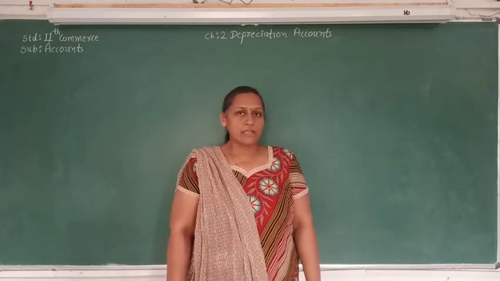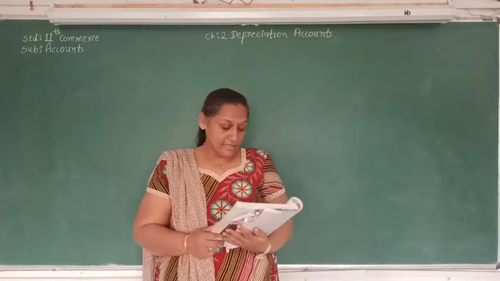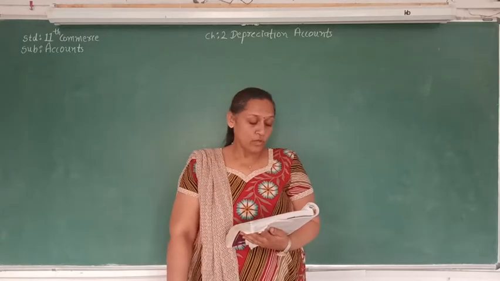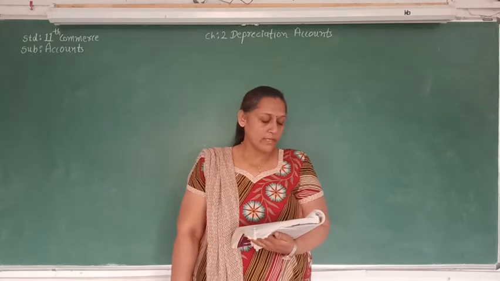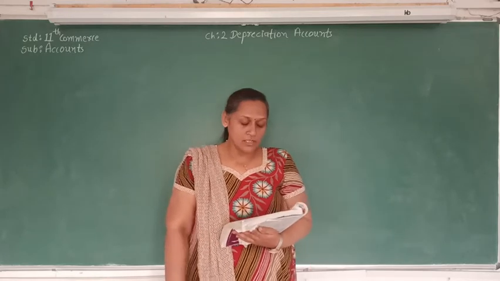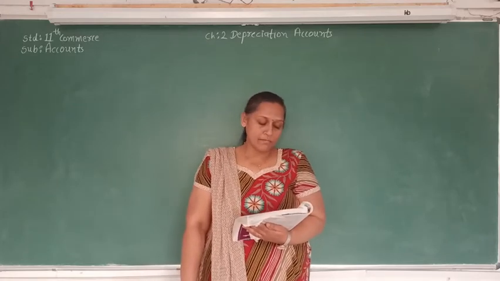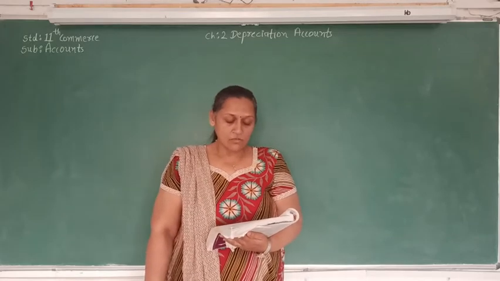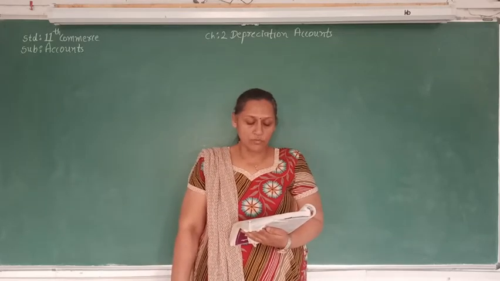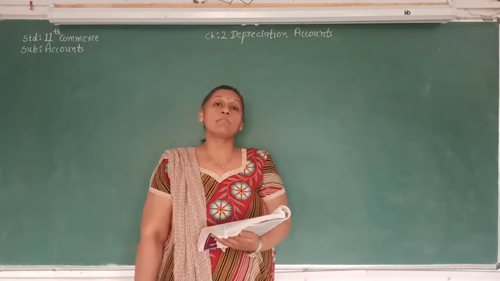Let's see illustration number 18. On 1/4/14 in the books of Ria Industry, balance of machine account was 24,000. This machine was purchased 6 years back. Every year the company charged depreciation at 10% under straight line method. On 30/9/14 this machine was sold at 30% loss of book value. From the above information, pass the necessary journal entry in the books of the company and prepare the machine account.